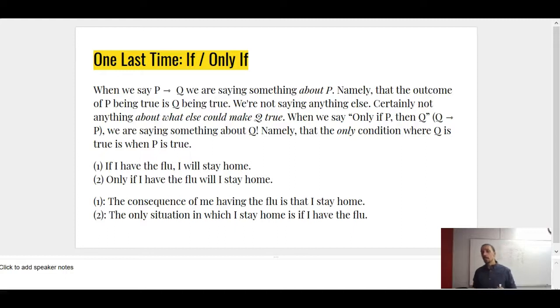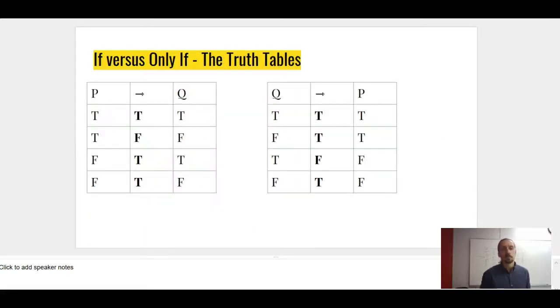I'm implicitly saying that. But in logic, we're going to want to keep these two ifs really, really distinct. An if statement is saying something about the antecedent. An only if statement is saying something about the consequent. That's pretty catchy, right? All right, if versus only if. Here are the truth tables. Again, I just wrote them, but you can see that they're quite different. Okay.